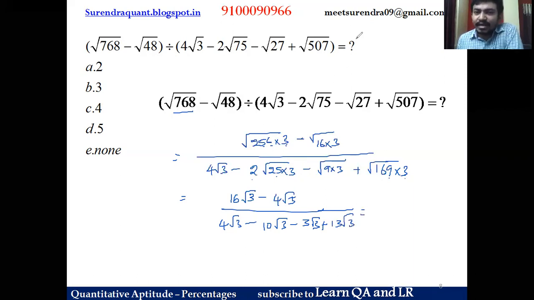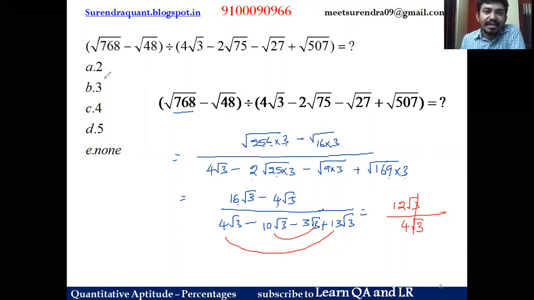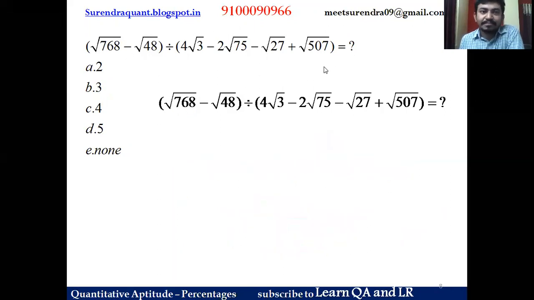Now, what is the numerator? 16 minus 4, 12 root 3, divided by, all are root 3 multiples, right? You can cancel numerator and denominator as well. So this is 17 and this is 13. This is 4 root 3. So root 3 cancels. 12 by 4 is 3. Option B makes sense, right? Let's go for the next question, friends.